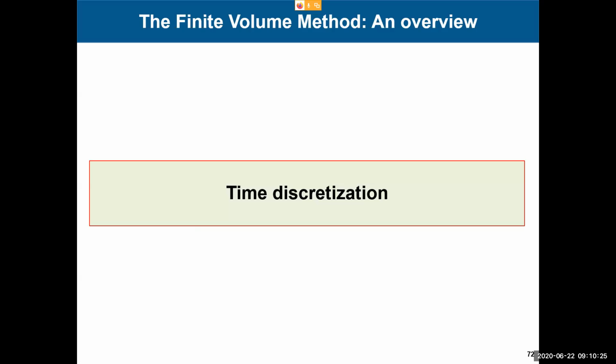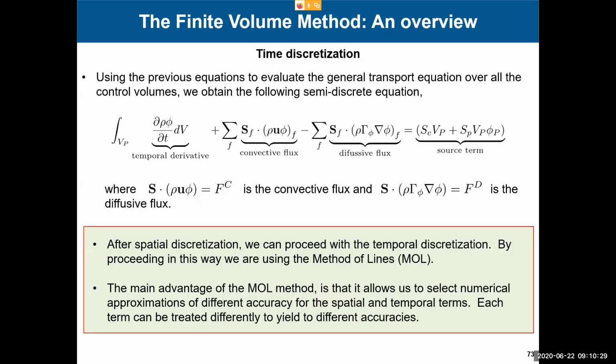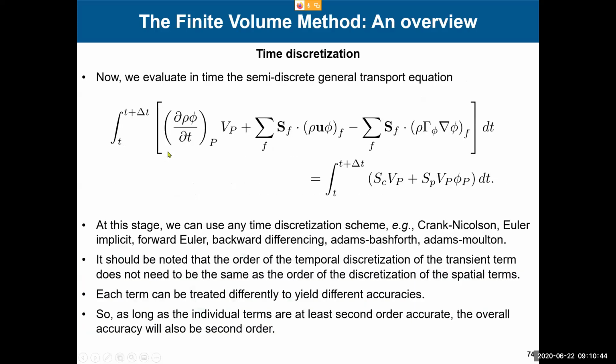So now that we did everything in space, we can move to time discretization, okay? This is something like the method of lines. You can use different orders of discretization methods. You go in space, and then in time you can use any method. There are many methods implemented, just to mention Crank-Nicolson, implicit Euler, forward Euler, backward differencing, and Adams-Bashforth, Adams-Moulton. It's up to you to choose one, okay?